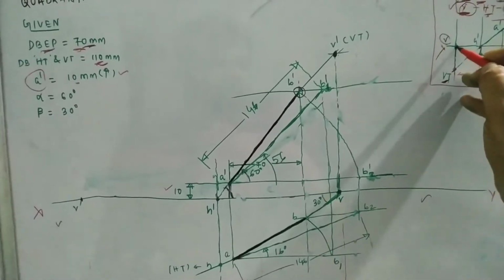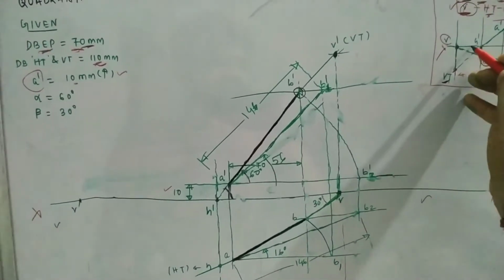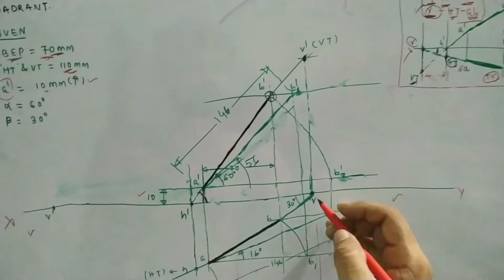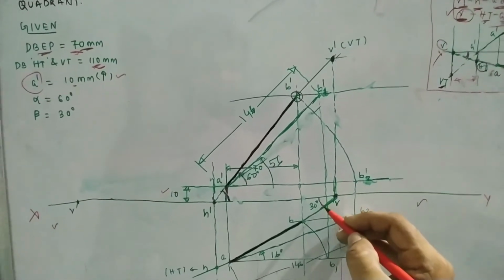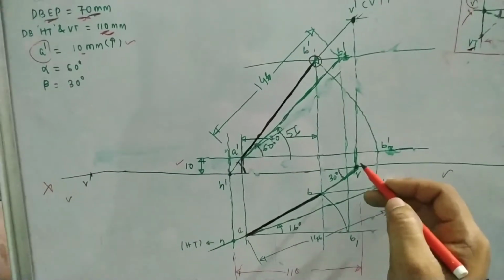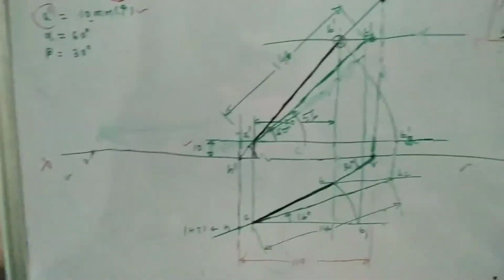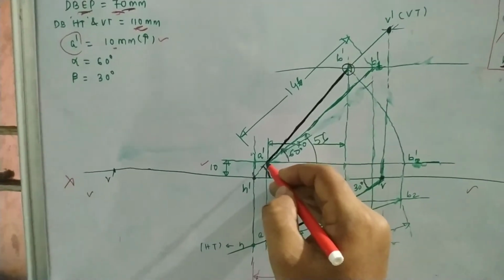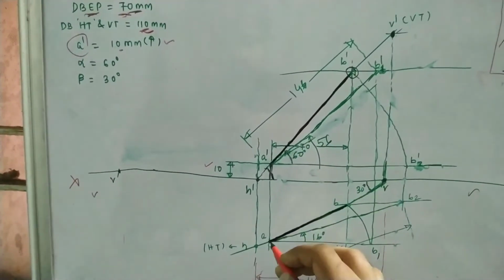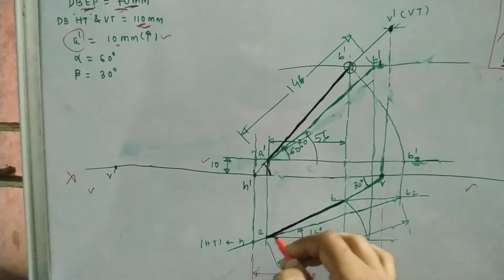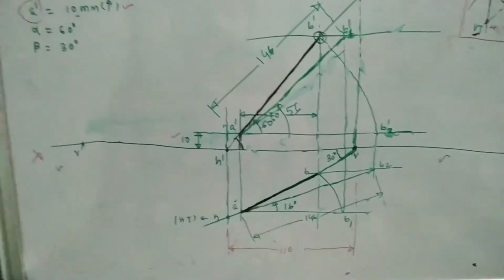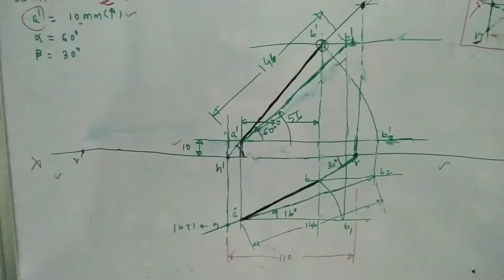So this B point is known to me now. If I draw a 30 degree line like this, then I can get this line. Okay, then we have to extend this line down, and the point where it will intersect, that point I can get as A. Okay, so this A point can be found out.